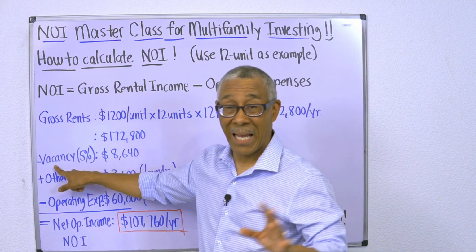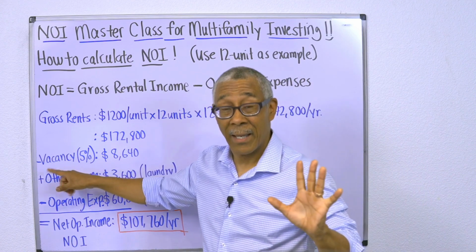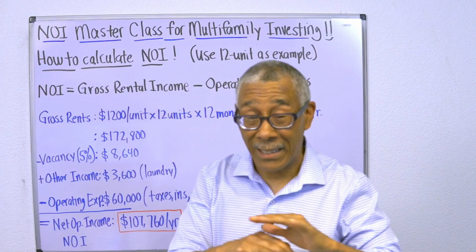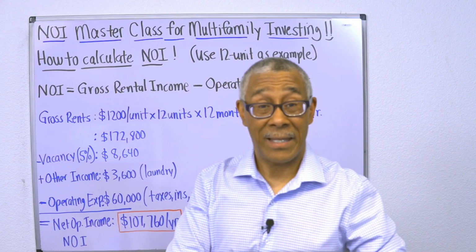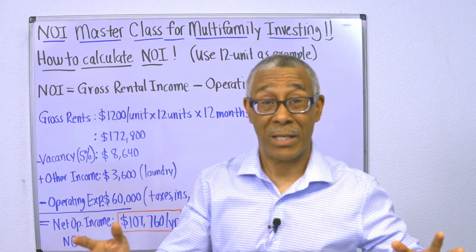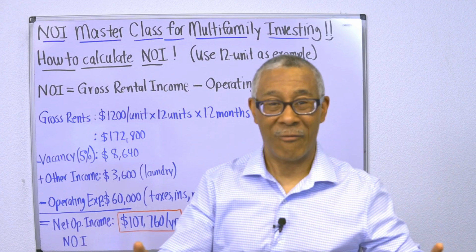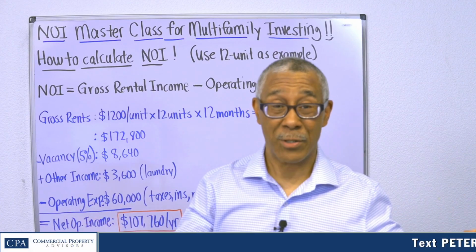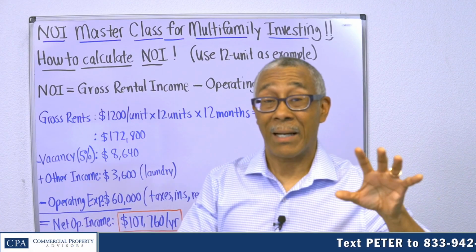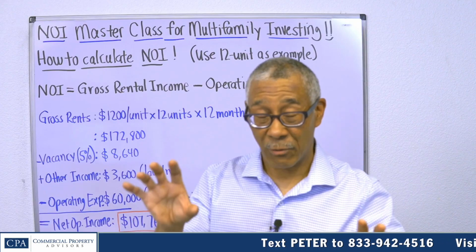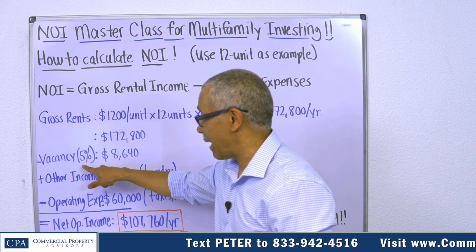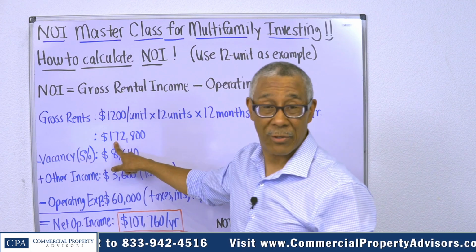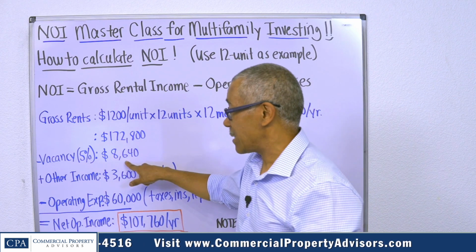Next, what I have to do is subtract the vacancy. The reason why is if you don't subtract any level of vacancy, what you're saying is that you anticipate being 100% full for the entire 12 months. That's not going to happen. One or two people are going to move out and someone will move back in, so you're going to have a little bit of occupancy disruption. That's called vacancy. So I put it at 5%, kind of an industry standard. 5% of 172,800 is 8,640.